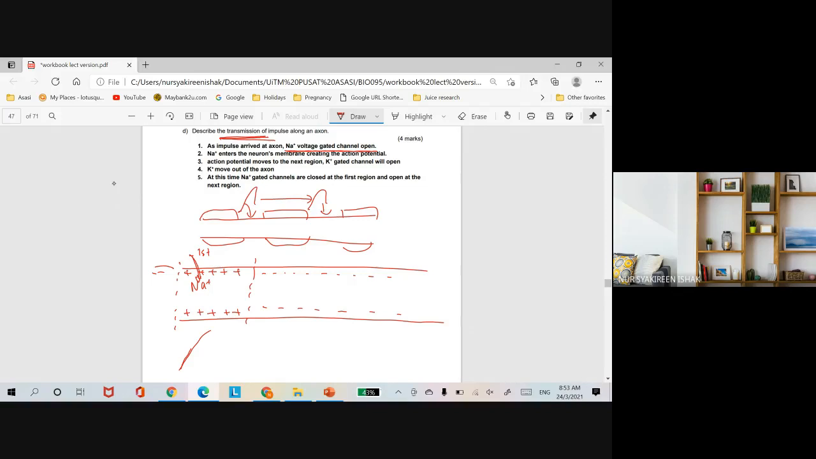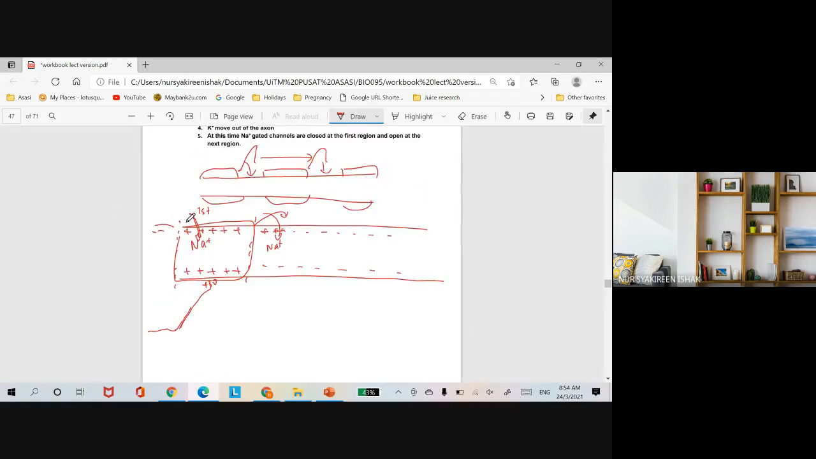So daripada apa yang resting kat sini kan, kat sini negative, right? Okay, so sampai dia reach positive 30. So this is the region where the peak of an action potential occurs. Okay, so action potential moves to the next region and potassium gated channel will open and potassium moves out of the axon. Yang ini keadaan ni, okay, keadaan bila first region ni is depolarized, dia akan induce region ahead of it to be depolarized. Okay, region ahead of it to be depolarized. So maksudnya baru sikit sodium akan masuk.